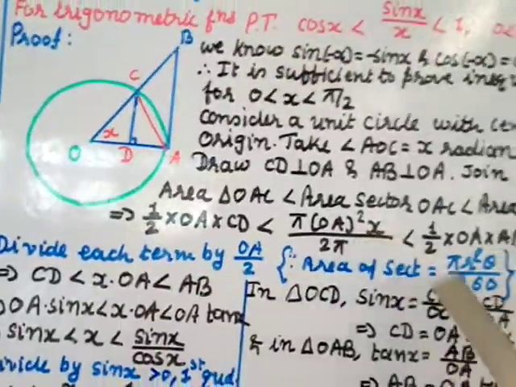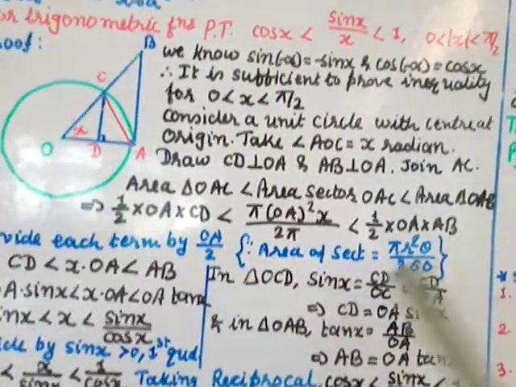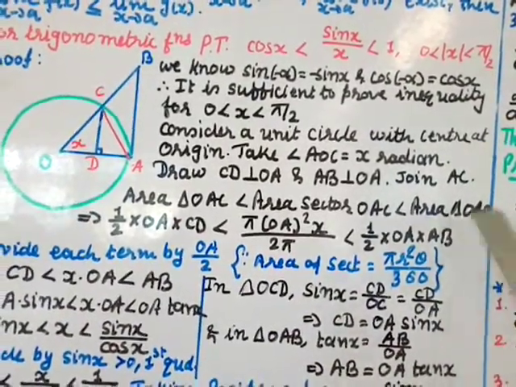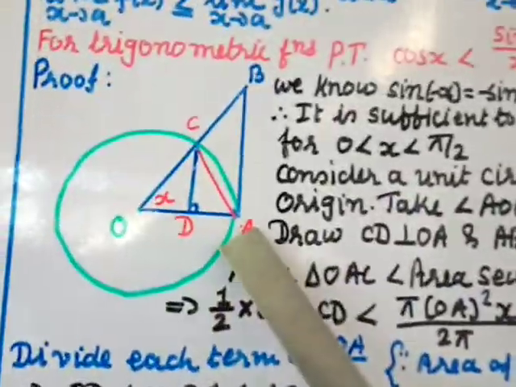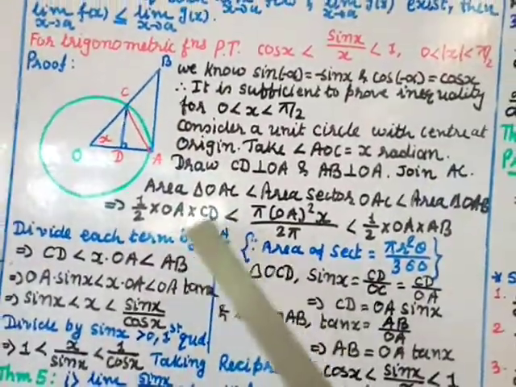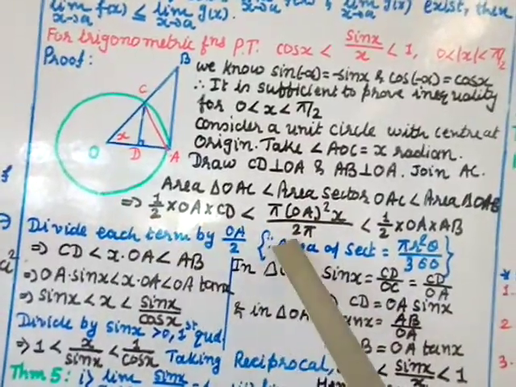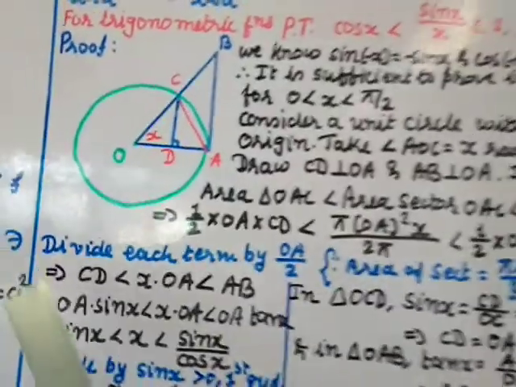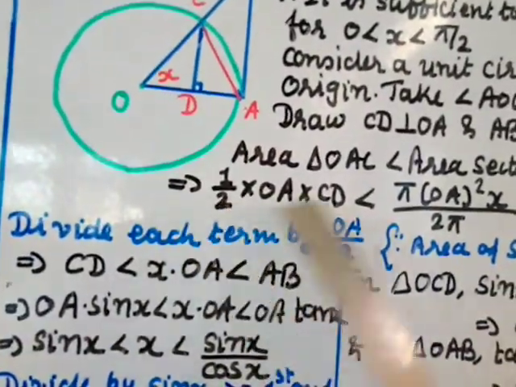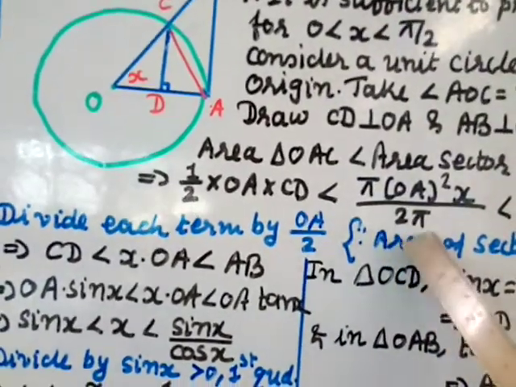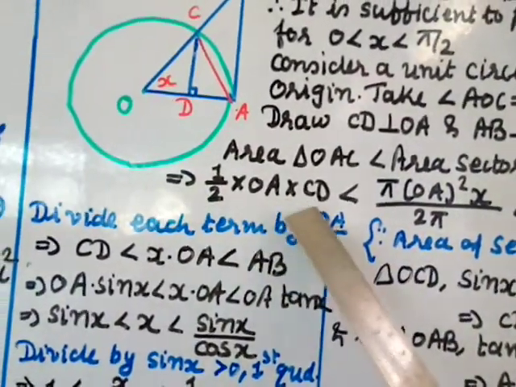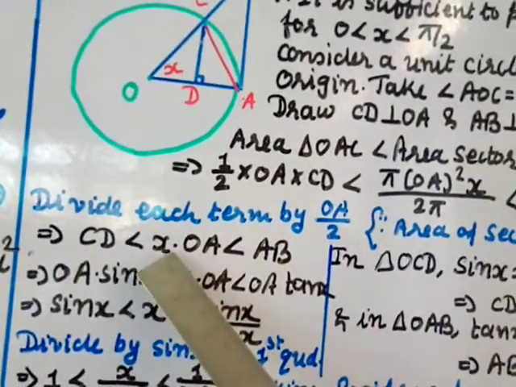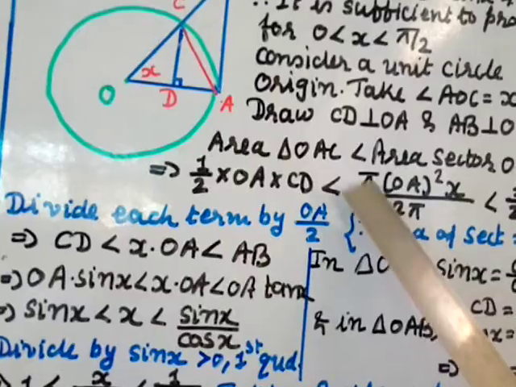So you write x, and 360 degrees in radians is 2 pi, and the area of triangle OAB is 1 by 2 base OA and altitude AB, so OA into AB. Now all these terms have OA and 2, so you can cancel OA and 2 because all three terms have them. So you divide each term by OA and also 2. So OA by 2, again here pi is there, so this pi you can cut. What remains here is CD less than x, 1 OA remains, these 2 cancel, pi also cut, less than, here what remains is 2 and OA is cut, here remains AB.